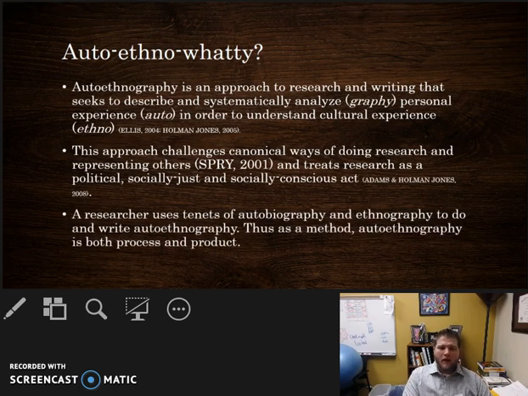And so here's what happens. You as the researcher, and I don't know if you've ever thought of yourself that way, but that's what you are. You are a student, and you're not a professional researcher yet. You might be in your job. I don't know what you do, but you do research as a student, so you're a researcher. You use tenets of autobiography and ethnography, and we will break those two things down, to do and write autoethnography. Thus, it's a process and a product, okay?